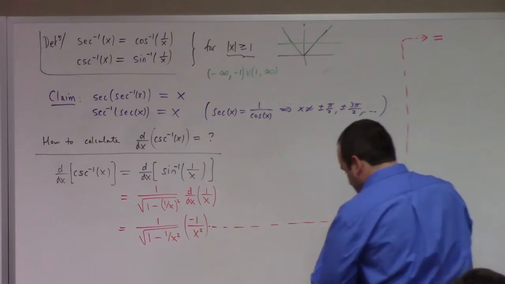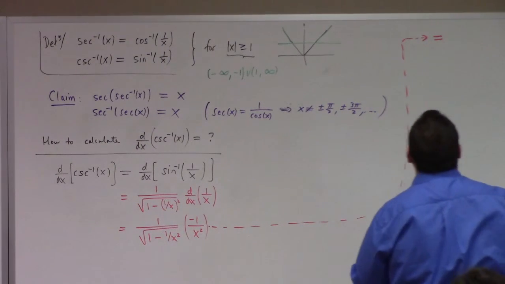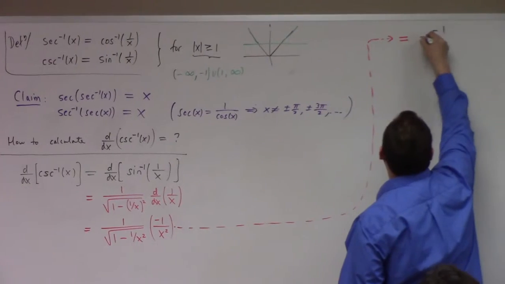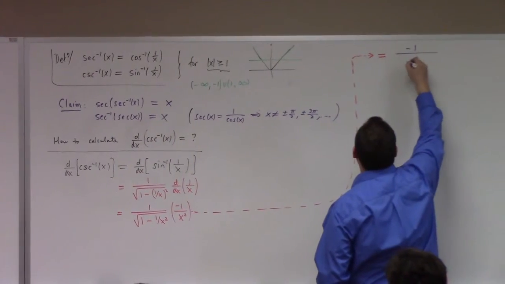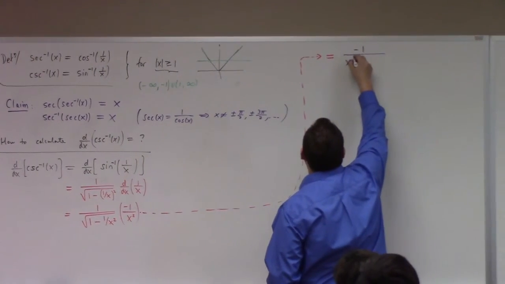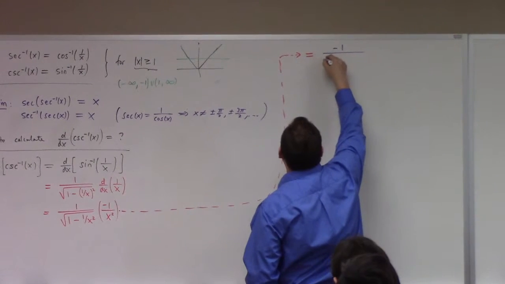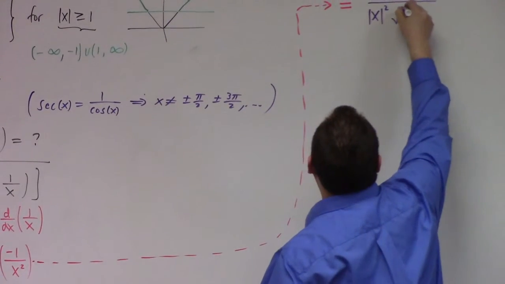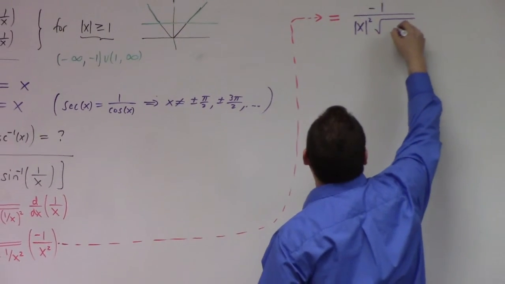All right, so then what? I've got minus 1. I'm just going to basically write it again. I'm going to put the x squared in the front, and make that into an absolute value of x squared. Why can't I do that?